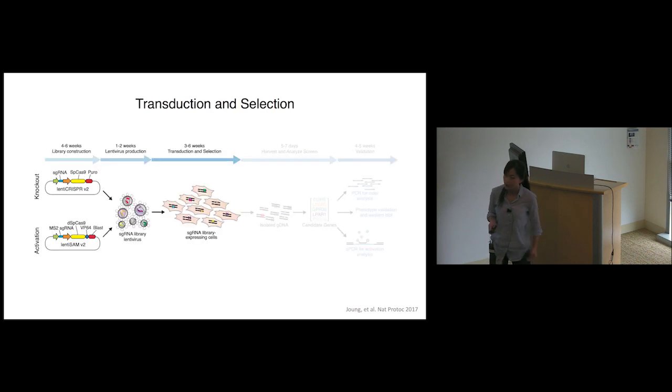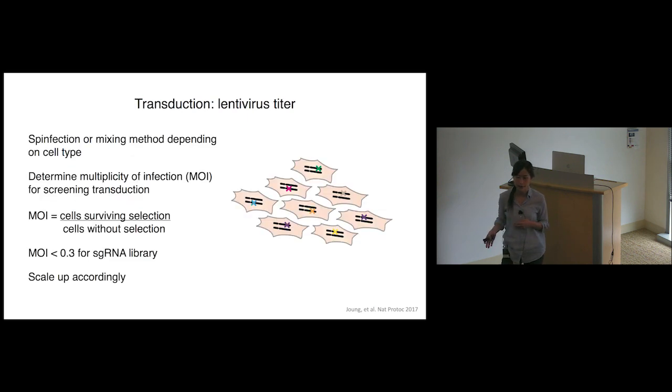So for the screening transduction, the first step before transducing for the screen is to determine the titer of the lentivirus. We provide 2 different methods of transduction: either the spinfection method, which will work for a lot of cell lines, or the mixing method, which is more often used for stem cells and primary cells that are more sensitive. And this is very important to determine the multiplicity of infection for the screening transduction.